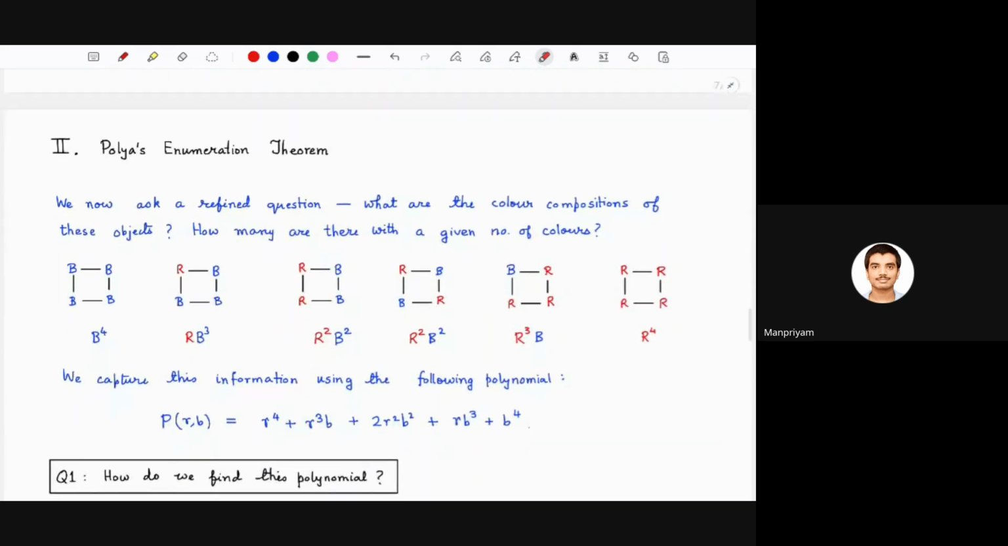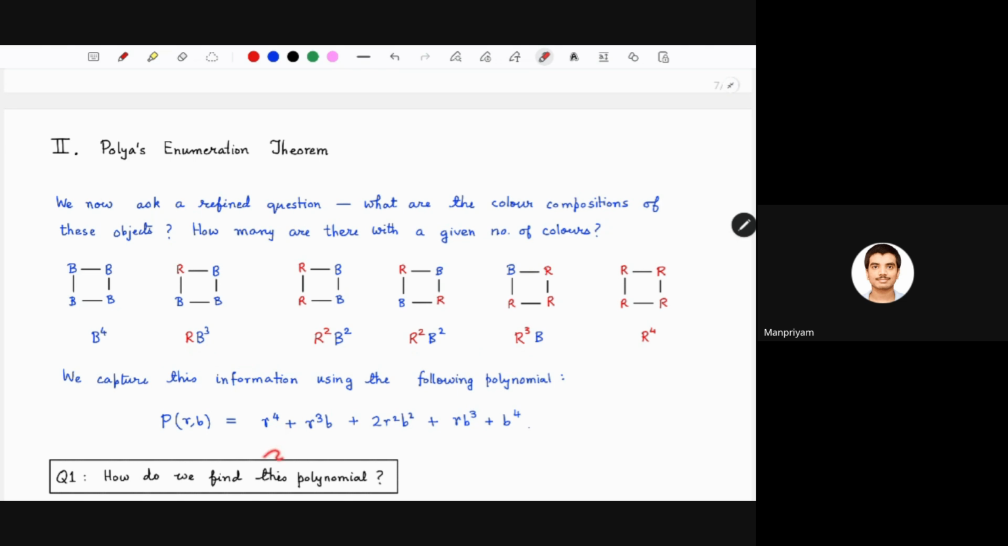But now we get to the more refined part of our question. Instead of counting the number of objects, can you give me more information? Like, I want to know what sort of objects there are. In particular, can you give me the color combination? So for example, in our original problem, we had one with all 4 colors, and so on. So this information can be captured in a polynomial like this.